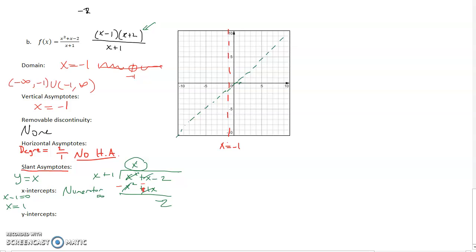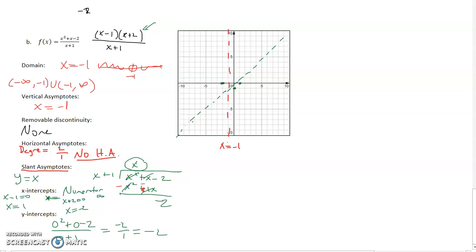Sorry, it's not liking me drawing this dot. There's my x-intercept there. And then I have another intercept at x plus 2 equals 0, I get x equals negative 2. So I also have an oblique asymptote here. Y-intercepts, we plug in a 0 for x. So it's going to be 0 squared plus 0 minus 2 over 0 plus 1, which is going to give me negative 2 over 1, which is negative 2. So I know my y-intercept is down here at negative 2.